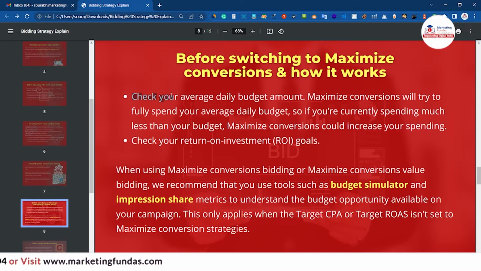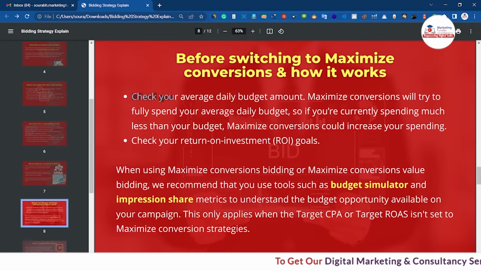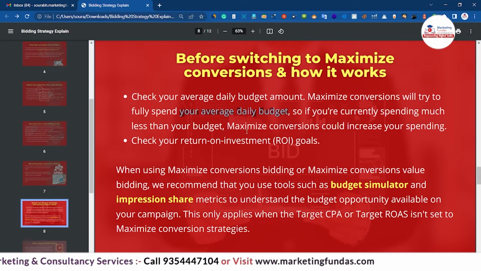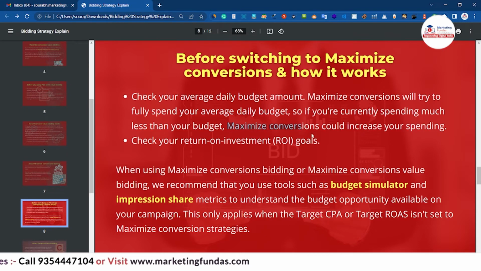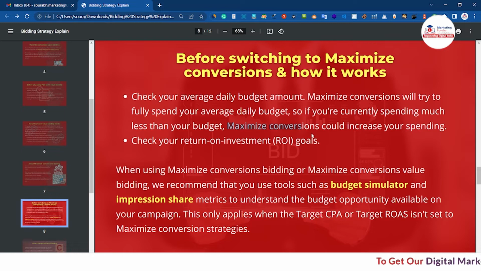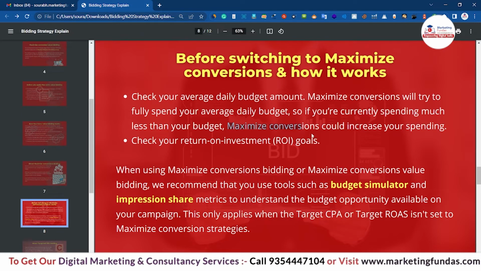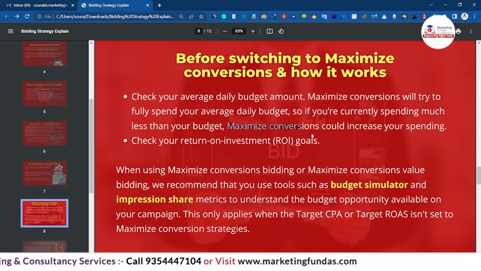Check your average daily budget amount. As I have told you in the previous bidding strategy, you have to check your daily budget. Okay, then maximize conversion will try to spend your average daily budget. So if you are currently spending much less than your budget, maximize conversion could increase your spending, because it wants to bring the conversions, and to bring the conversions it maximizes your spending.